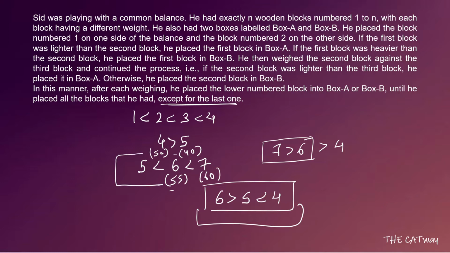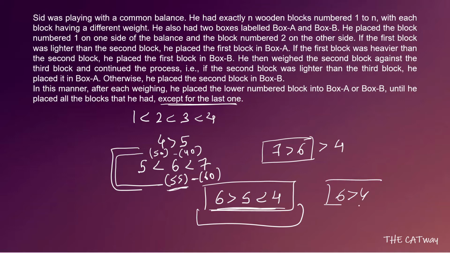It is a possible case that 6 being 55 can also go into box A, because when we compare 6, it will be compared to 7, and if 7 is 60, then 6 will go into box A, and similarly 5 also went to box A. So there can be a possible case. See, there is no contradiction here. So what we can say is that there can be a possible case where 6 is heavier than 4, because there is no direct relation between the two of them.